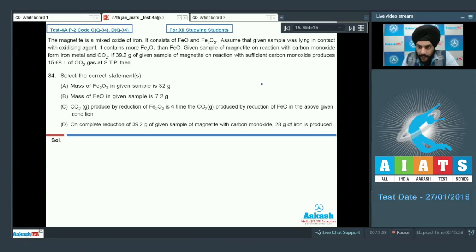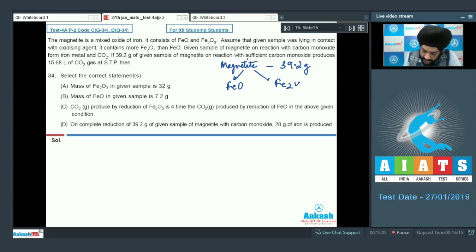So let us first try and tabulate the data which is given to us. So we have a sample of magnetite. The mass of magnetite sample given to us is 39.2 grams. So it consists of FeO and Fe2O3. Usually it is a 1:1 mixture, but it is given to us in the comprehension that it was lying in contact with some oxidizing agent. So let us assume that the given sample contains A mole of FeO and it contains B mole of Fe2O3.